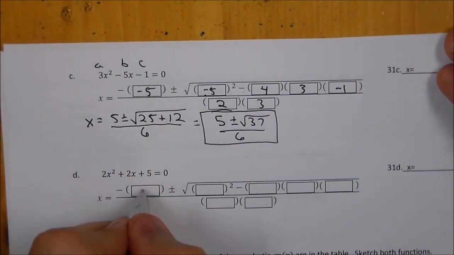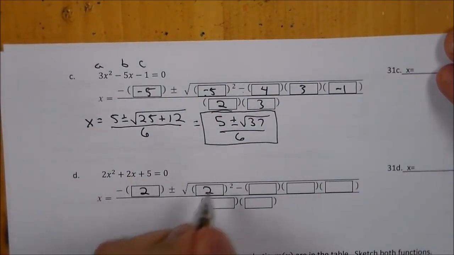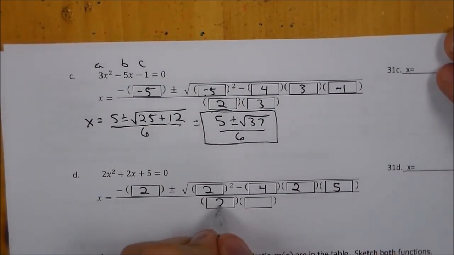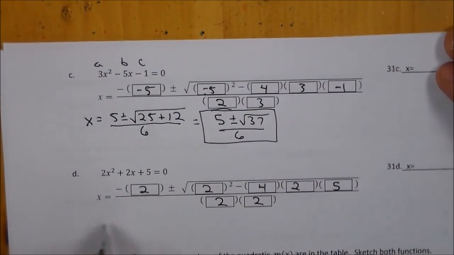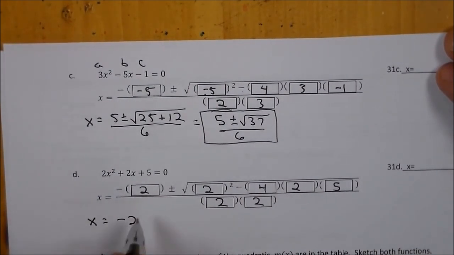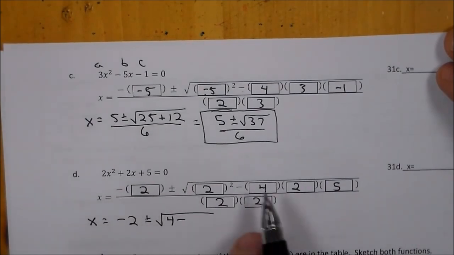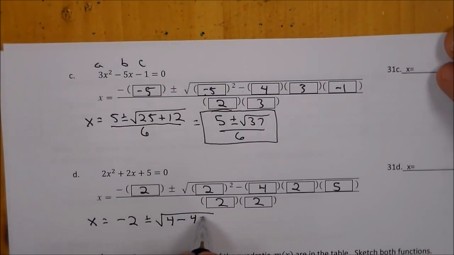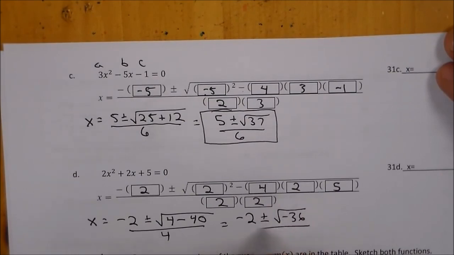For D, we're going to plug in 2, 2, 4, 2, 5, 2, and 2. So this becomes negative 2 plus or minus the square root of 4 minus, this is 4 times 2 is 8, and 5 is negative 40 over 4. Now it's negative 2 plus or minus the square root of negative 36 over 4. Do not reduce these yet.